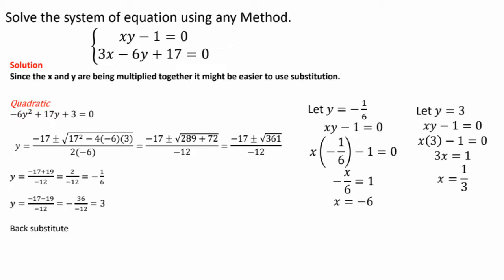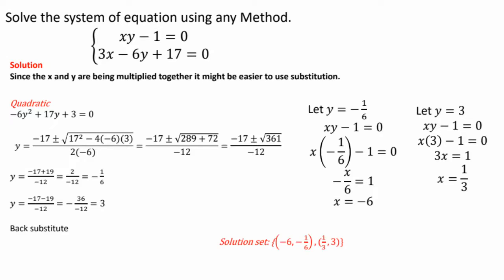Okay, so let's go ahead and do the y equals 3. So we have x times 3 minus 1 is equal to 0. So we have 3x. Move the negative 1 to the other side by adding 1 on both sides. So we have 3x equals 1. Divide by 3 on both sides. So we have x is equal to 1/3.